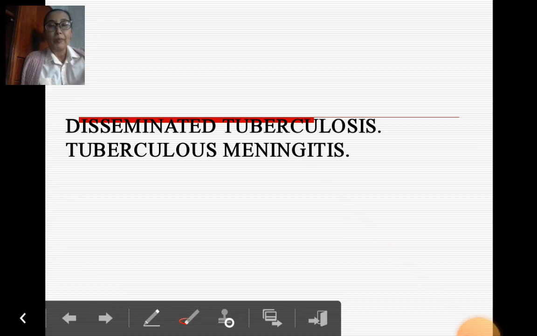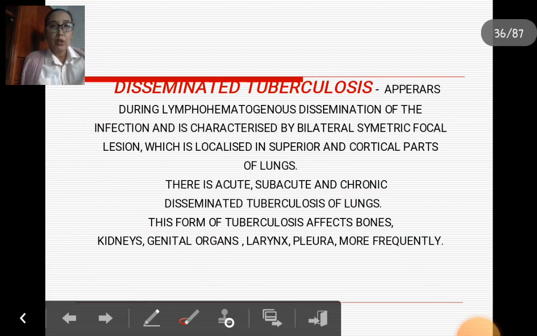And we started with you to learn disseminated tuberculosis and tuberculous meningitis. Disseminated tuberculosis appears during hematogenic dissemination of the infection and is characterized by bilateral symmetric focal lesions which are localized in the superior and cortical parts of the lung. There is acute, subacute and chronic disseminated tuberculosis of lungs. This form of tuberculosis affects bones, kidney, genital organs, larynx, and pleura more frequently.